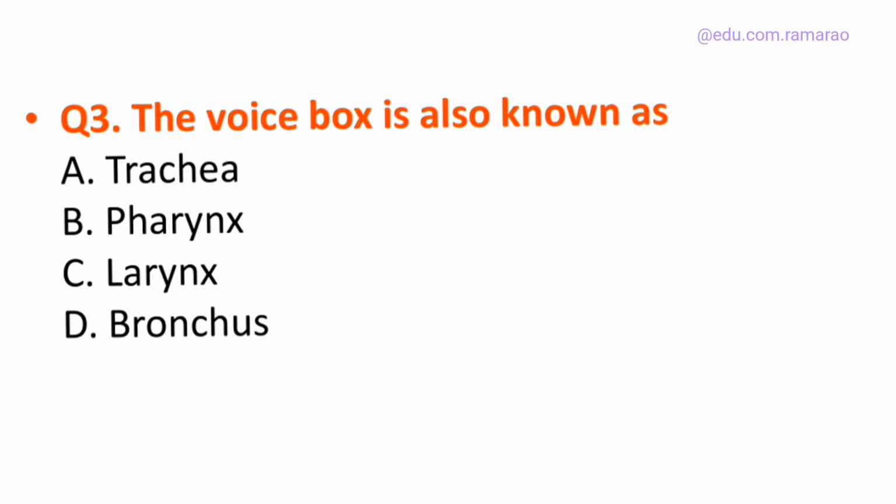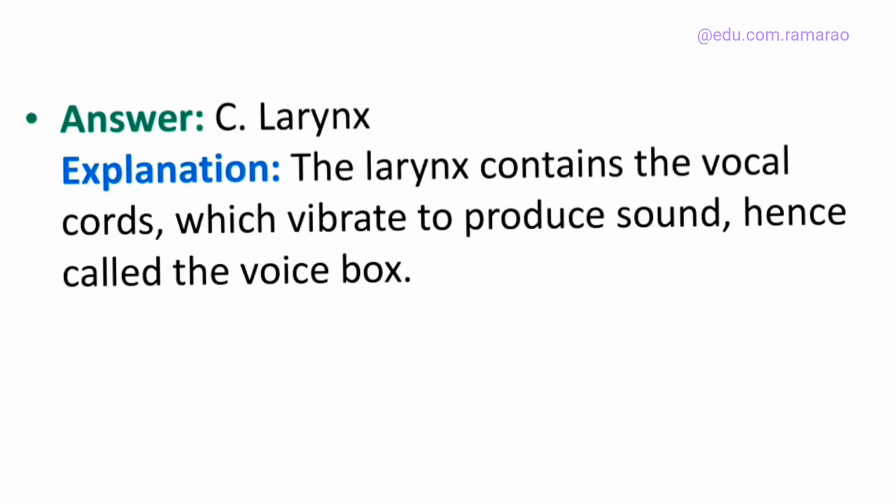The voice box is also known as option A trachea, option B pharynx, option C larynx, option D bronchus. The correct answer is option C larynx. The larynx contains vocal cords which vibrate to produce sound, hence called the voice box.